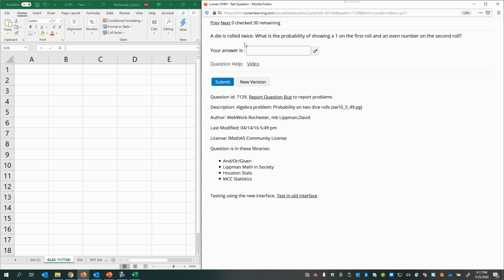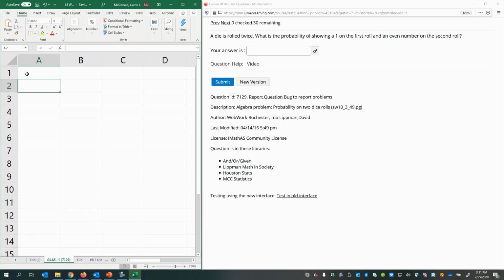A die is rolled twice. What is the probability of showing a 1 on the first roll and an even number on the second roll? All right, so let's see how we can organize this. A die is rolled twice, and I'm assuming that's a six-sided die that's fair. So the outcomes on the first trial, the first roll, would be 1, 2, 3, 4, 5, 6.